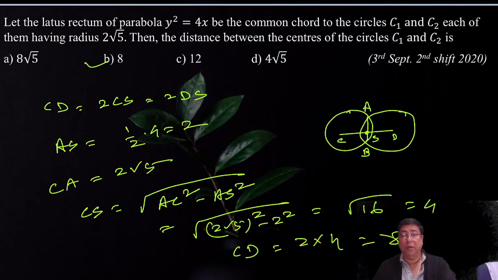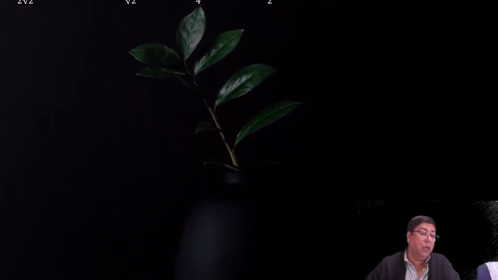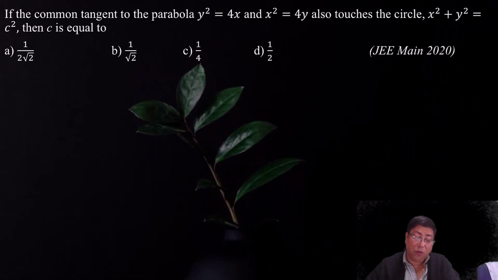Not a very easy sum, not a very hard sum, sorry, and it needs some calculation. Let us go to the next sum. If the common tangent to y square equal to 4x and x square equal to 4y also touches the circle, then find the value of C. What can be done here?